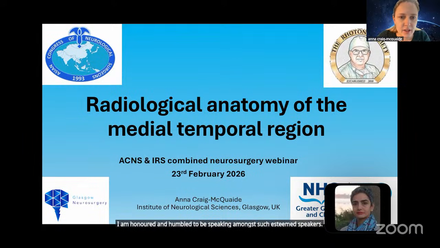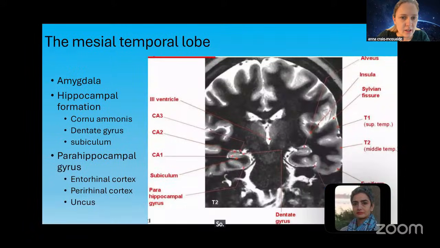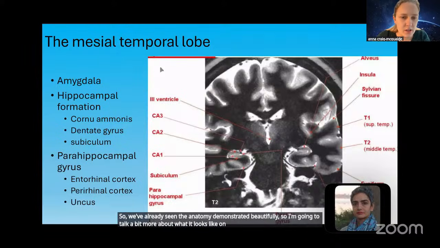I'm going to speak for the next 12 minutes or so about the radiological anatomy of the mesiotemporal lobe. Professor Martins is a very hard act to follow, but I will do my best. So we've already seen the anatomy demonstrated beautifully. So I'm going to talk a bit more about what it looks like on MRI imaging, essentially.